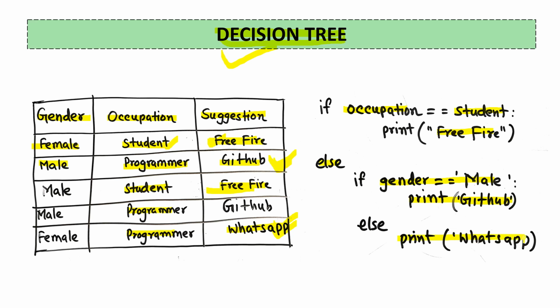Just jokes apart, okay? Because male and female can both be programmers. They can also open a GitHub account.